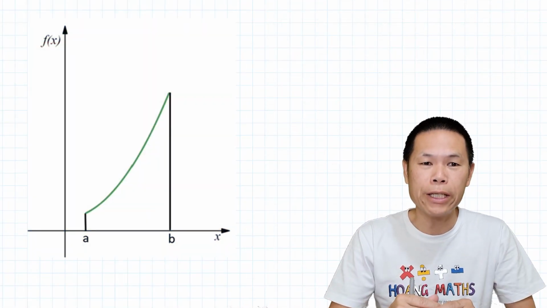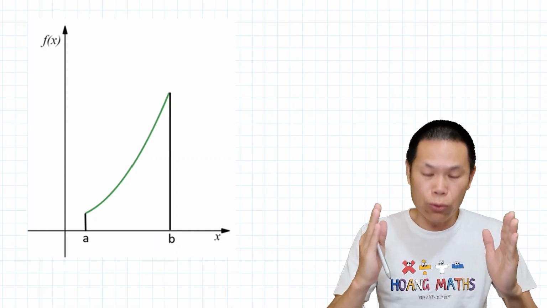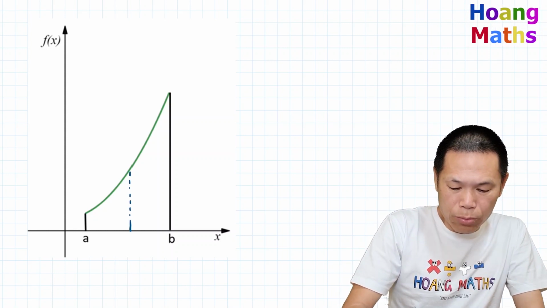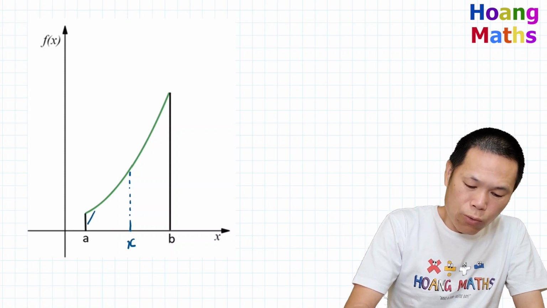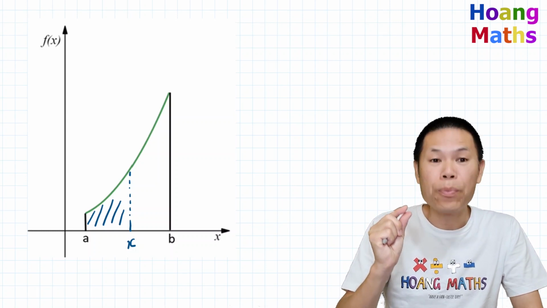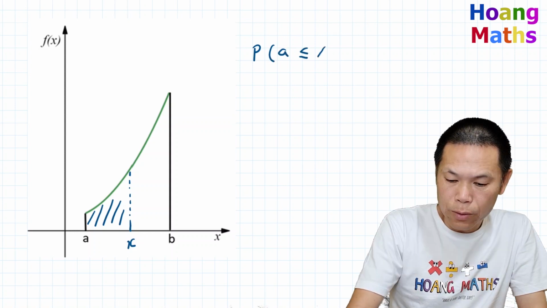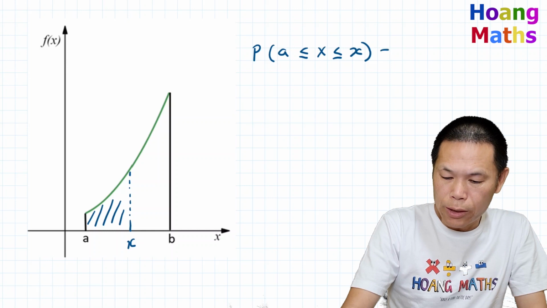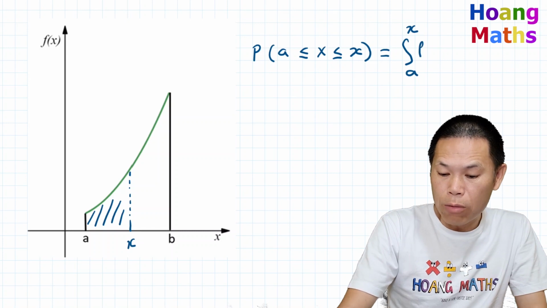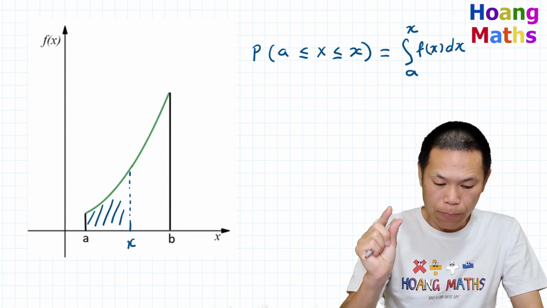Here we have a probability density function graph. To work out the probability from A to a variable, in this case the variable is x, we need to work out the area of this, and it will give us the probability from A to x. So the probability from A to x is equal to the integration from A to x of the probability density function with respect to x.